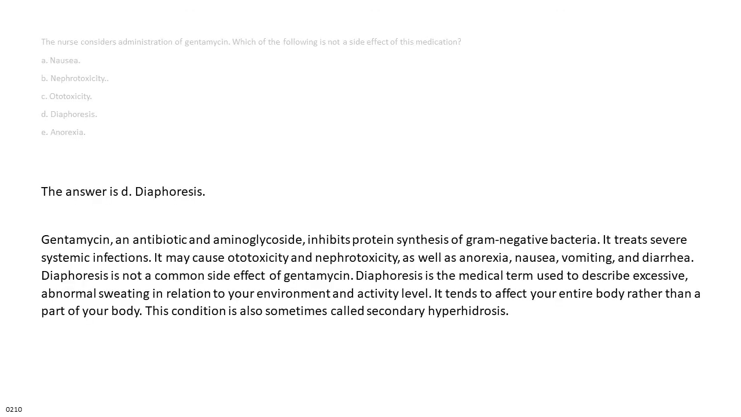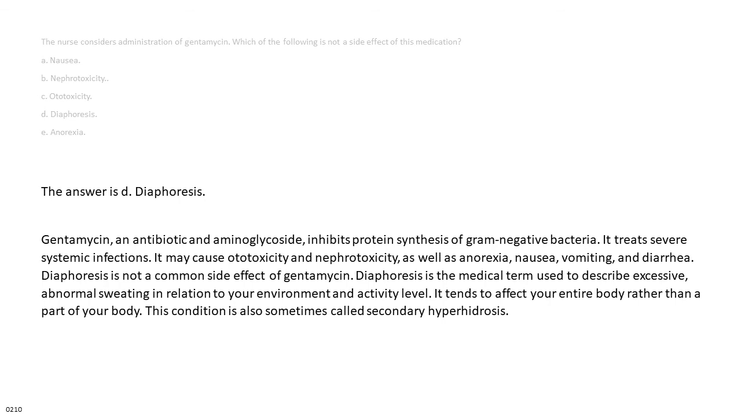The answer is D. Diaphoresis. Gentamicin, an antibiotic and aminoglycoside, inhibits protein synthesis of gram-negative bacteria. It treats severe systemic infections. It may cause ototoxicity and nephrotoxicity, as well as anorexia, nausea, vomiting, and diarrhea. Diaphoresis is not a common side effect of gentamicin.